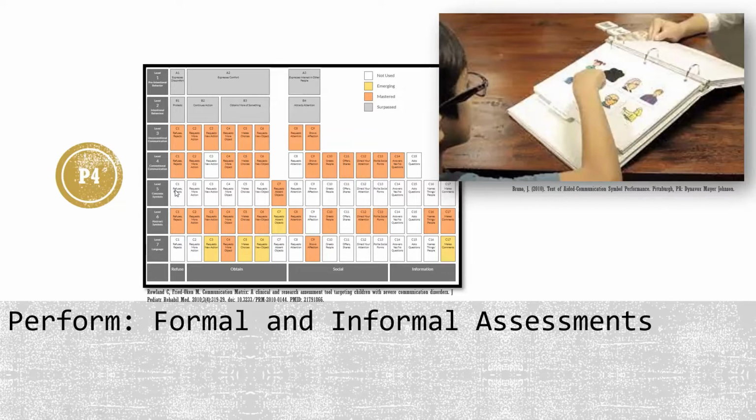And then as you go from left to right in the communication matrix, it helps you to assess and document how they're communicating, not just through these levels, but across functions of language: refusal, requesting, social, gaining and sharing information. On the top right, you also see one assessment we talked about before, the test of aided communication symbol performance, that can help you to determine appropriate grid size and categorization skills and some syntax and semantic skills.